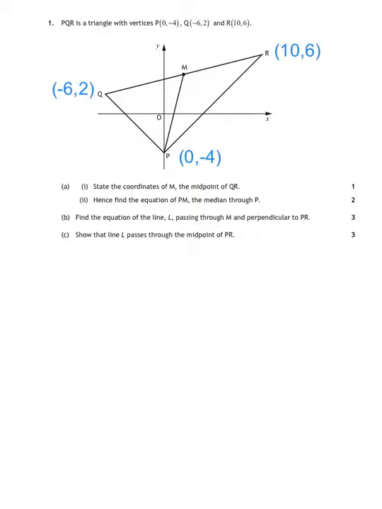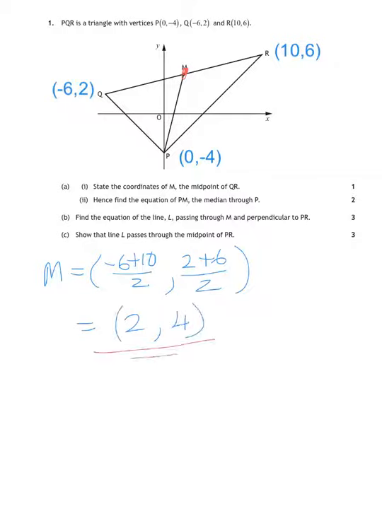I've just jotted down the coordinates on the diagram because I find it's quite helpful to have them at hand. Now the first thing I'm asked for is the midpoint of QR, which is M. So I'm simply using my midpoint formula here. It's going to be looking at the x coordinates, so I've got -6 plus 10 divided by 2. And for the y coordinates, I've got 2 plus 6 divided by 2. So that's really 10 take away 6, which is 4, divided by 2 is 2. 2 plus 6 is 8, divided by 2 is 4. So M has coordinates 2, 4.